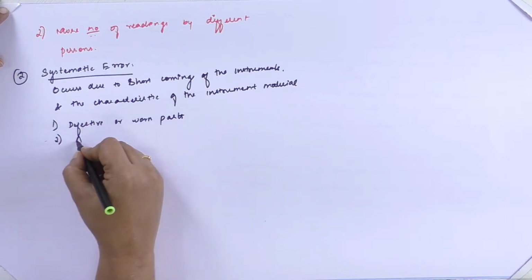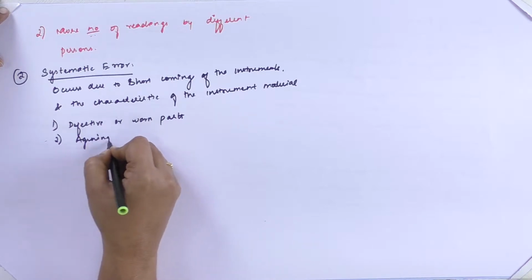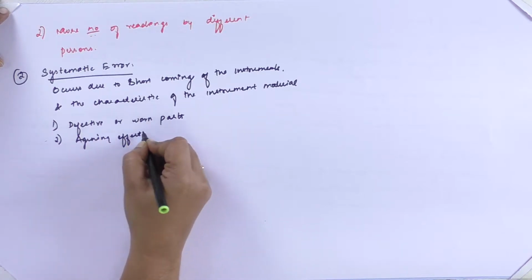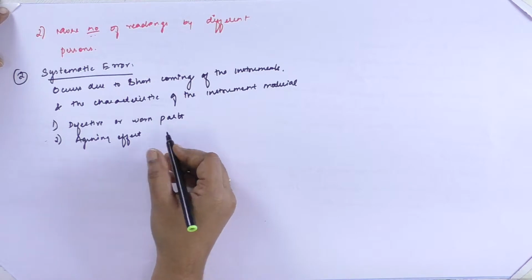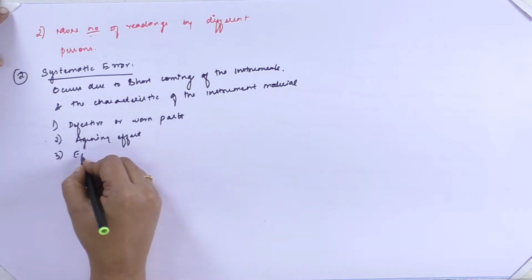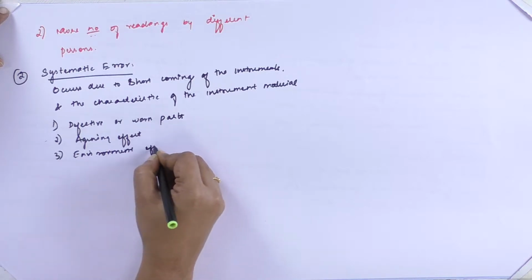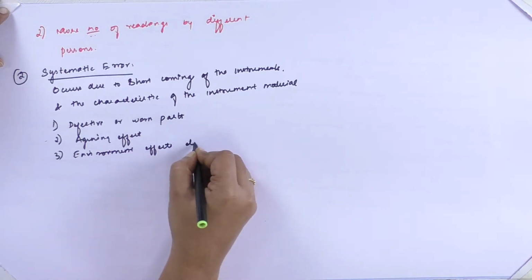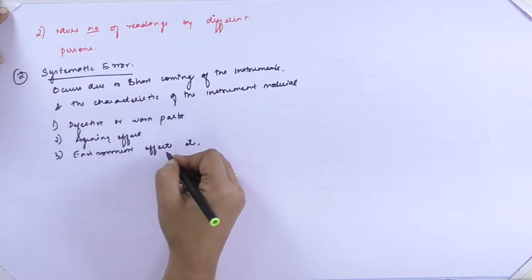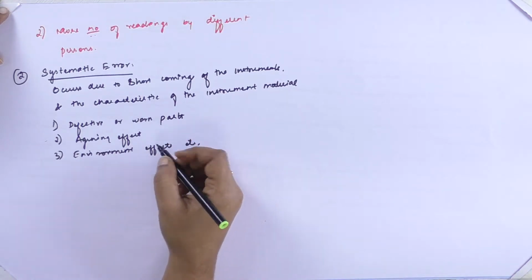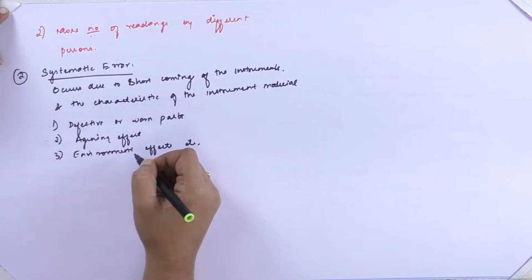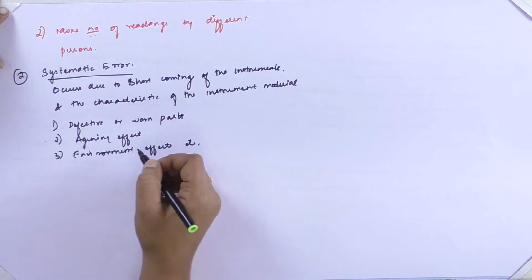Second one is aging effect of the materials or parts inside the instrument, and also due to environmental effects, etc. So, these are the various causes for the systematic error. Based on this, the systematic error is further classified into three types.